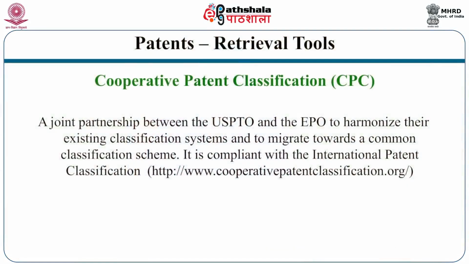What we have to know about is that the classification is revised annually, and WIPO has brought out a guide to the UPC, which is available on the WIPO's website. So, in order to assign class numbers, we can use the guide for assigning class numbers. Then the other one is the Cooperative Patent Classification, which is a joint partnership between the European Patent Organization and the United States Patent and Trademark Office.